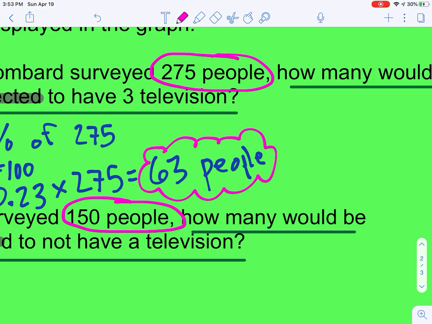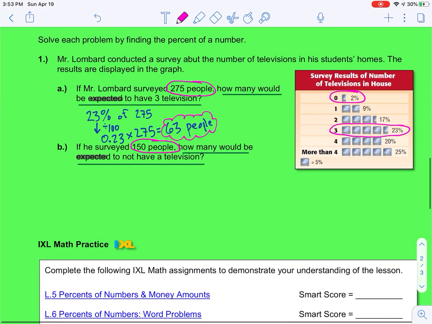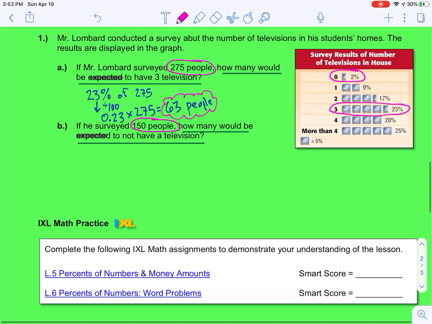All right, ladies and gentlemen, that wraps up our lesson for today. You do have 2 IXLs that you need to do. One of them is the numbers are just going to be given to you like in the first couple examples we did. And then the next one you are going to have word problems. So making sure that you're just multiplying that percent as a decimal by the total, and you'll be very successful.